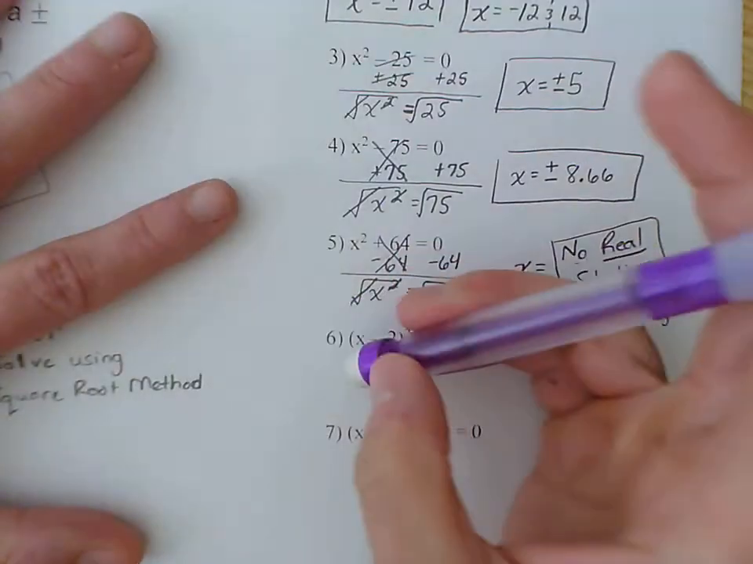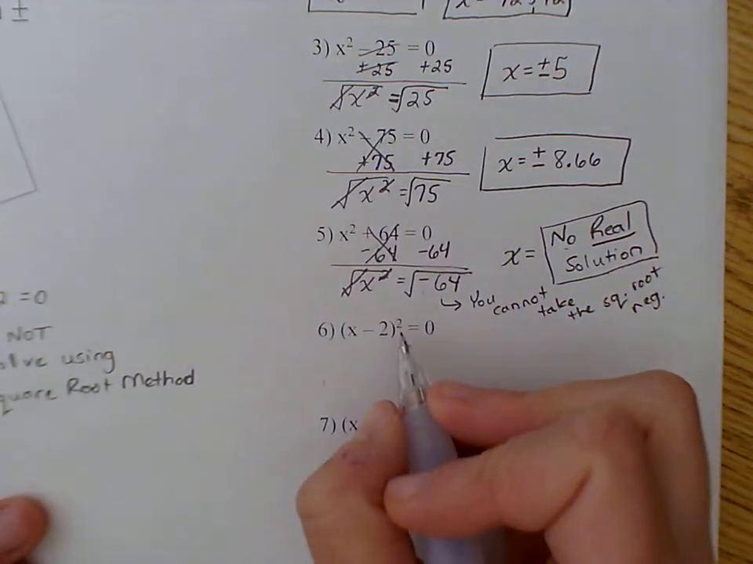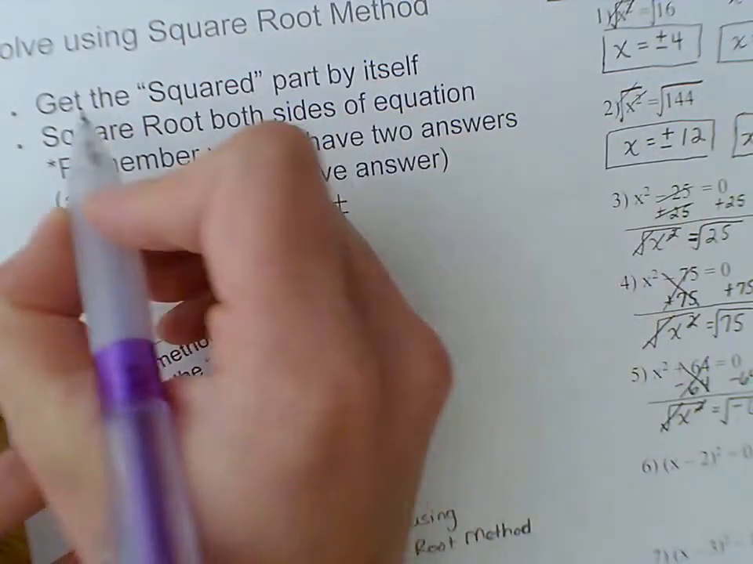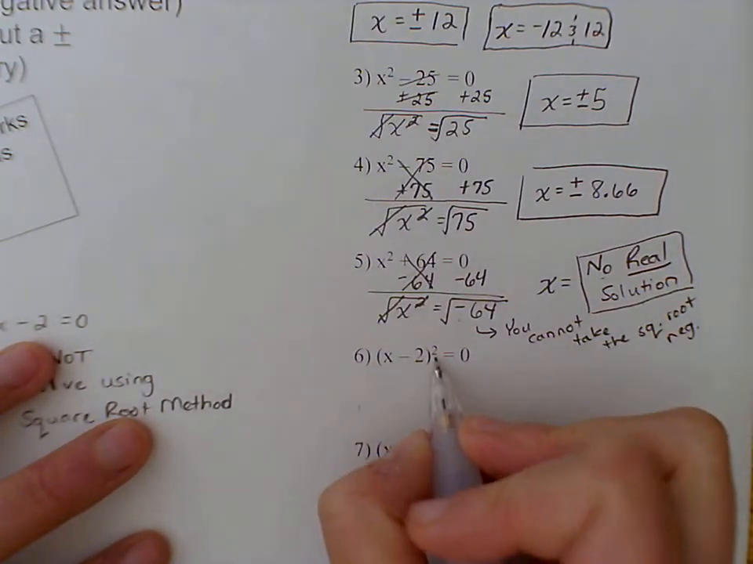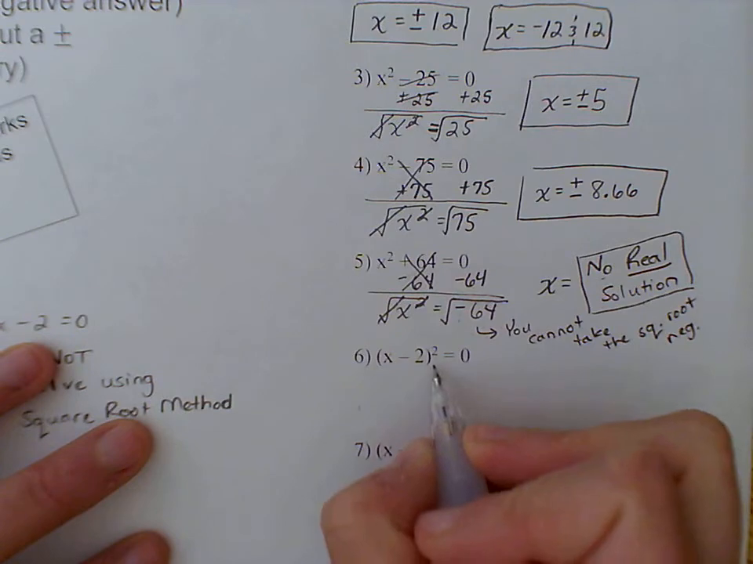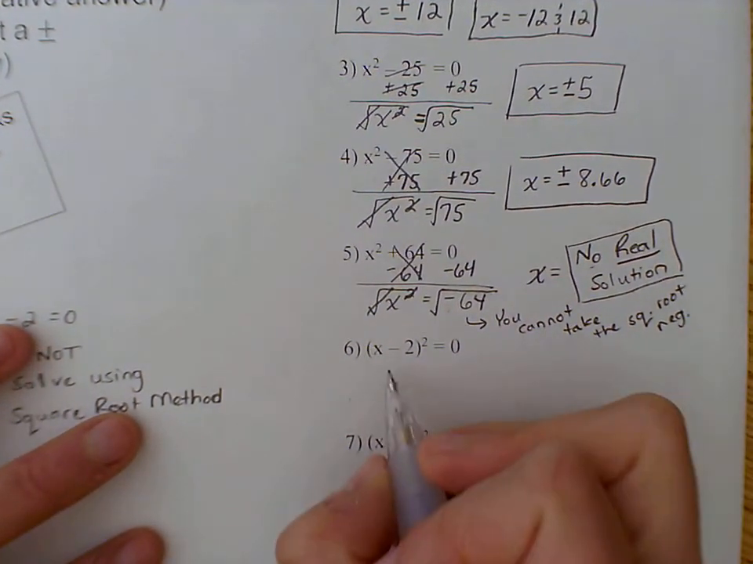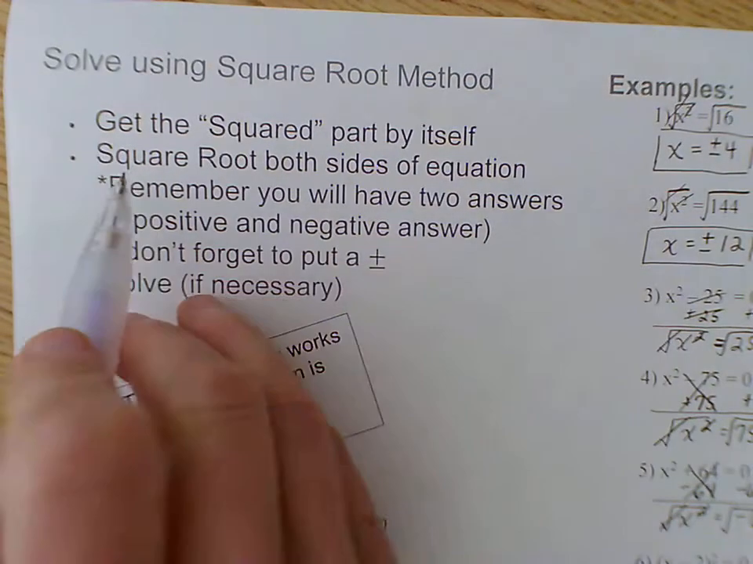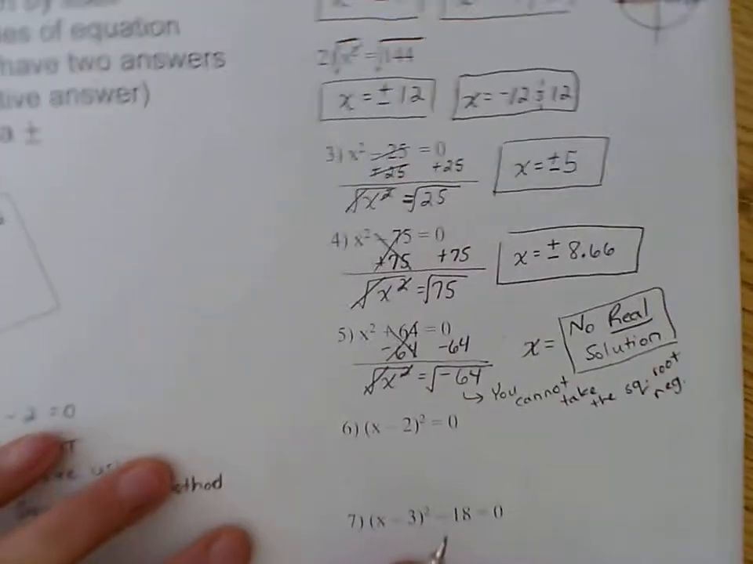So if that's happening, then what you're going to do is make sure that, remember, just like what we talked about up here, you got to get the squared part by itself. So this whole thing is the thing that's being squared. And notice there's nothing else on that side of the equal sign, so it's technically by itself. So if it's already by itself, then you can go ahead to the next thing. So because the squared part's by itself, now we can square root both sides of the equation.